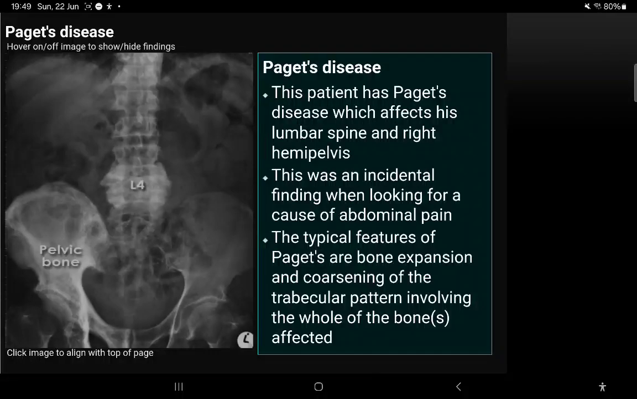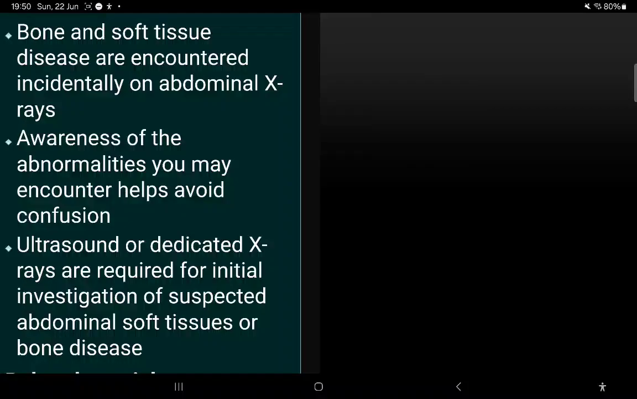By this, we came to the end of today's lecture. In summary, bone and soft tissue disease are encountered incidentally on abdominal X-rays. Awareness of the abnormalities you may encounter helps avoid confusion. Ultrasound or dedicated X-ray are required for initial investigation of suspected abdominal soft tissue or bone disease, either calcification or any suspected underlying pathology. That is all for today.